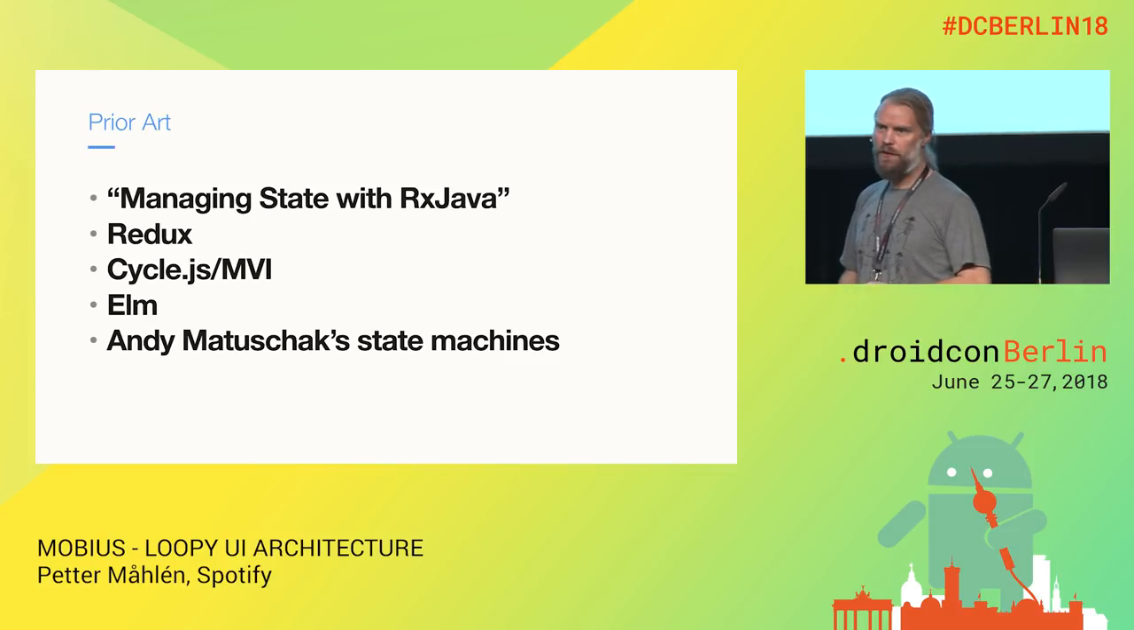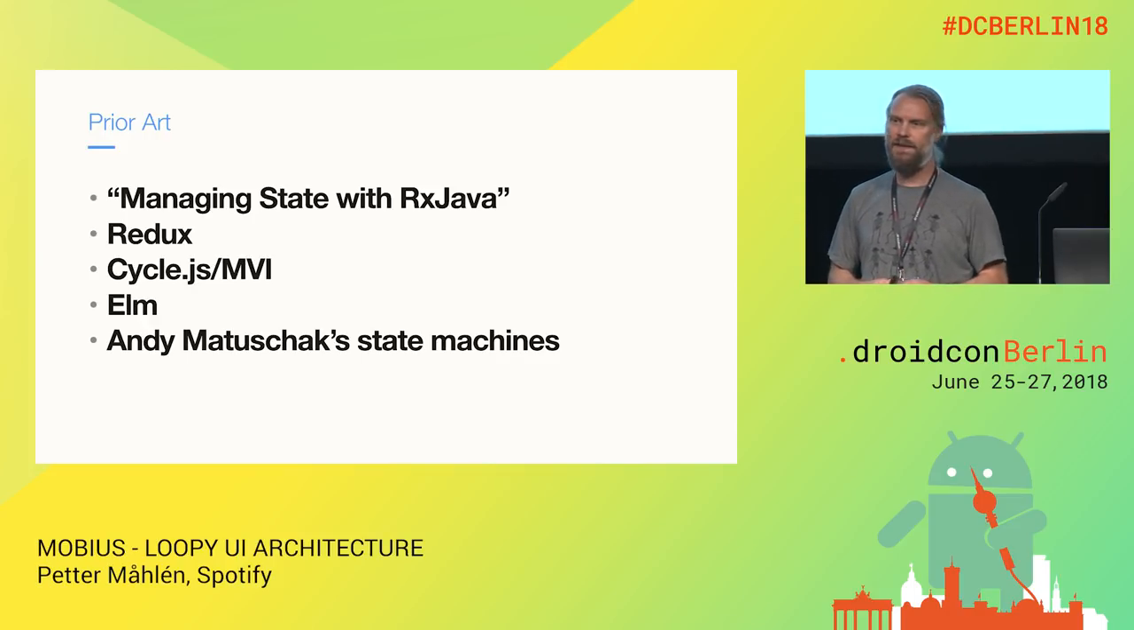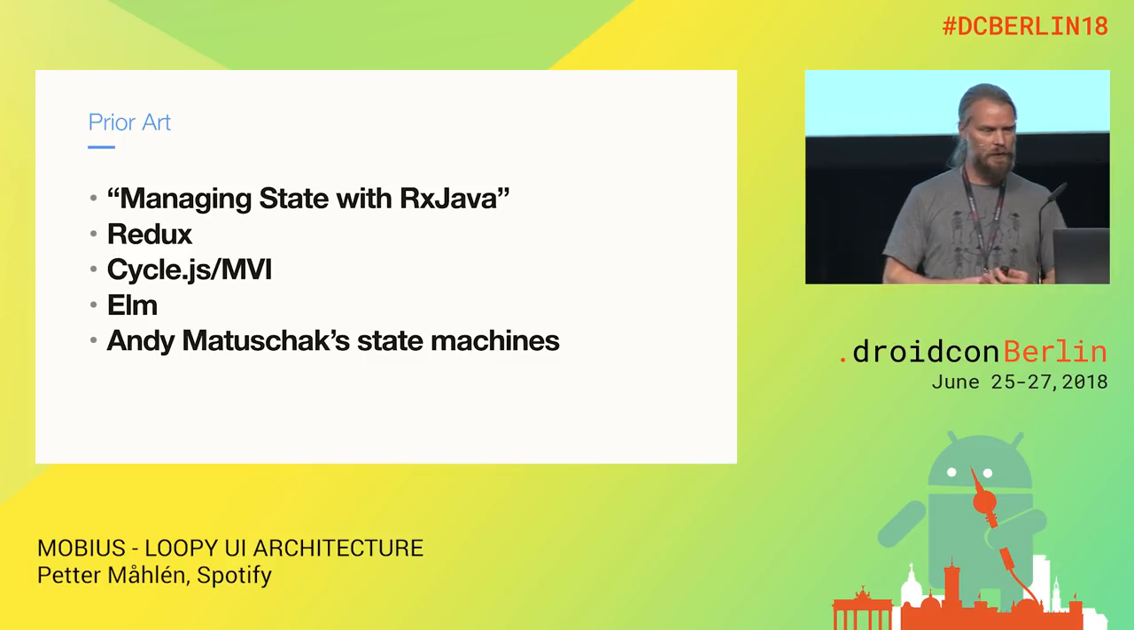Looking a little bit at prior art, when we started this work, these are some of the things, it's not a complete list, that inspired us. There was a talk by Jake Wharton called Managing State with RxJava. Redux is a popular framework on the web, which does similar things to what we're trying to do. Cycle.js and MVI are also really similar. Maybe even more similar is Elm, which is a functional language for building stuff on the web. And they have something called the Elm architecture, which is extremely similar to what we do in Mobius. There's one difference in how we do what we call effects, they call commands.